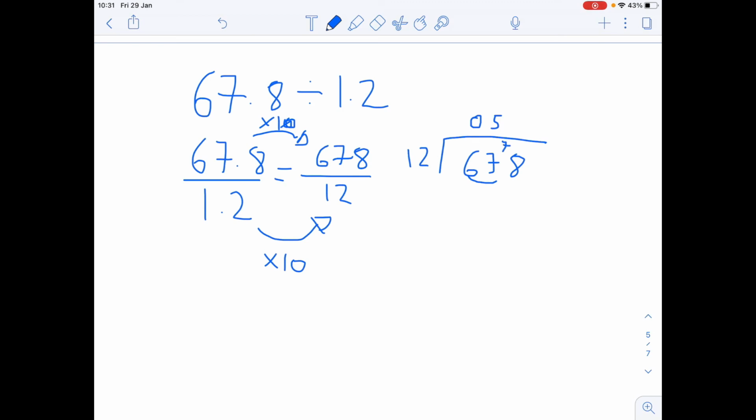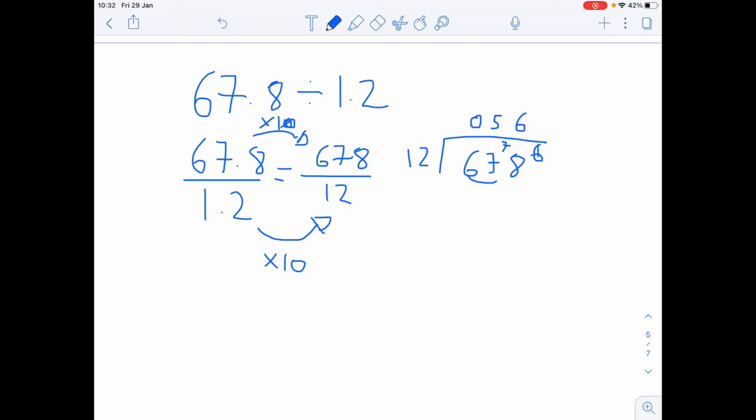And then it is 78 divided by 12. So how many 12s go into 78? And the answer is 6, because 12 times 6 is 72. 72 all the way to 78, I've got a remainder of 6. So remainder 6, I'm going to write it there. Okay, I've got that remainder 6. What am I going to do now?